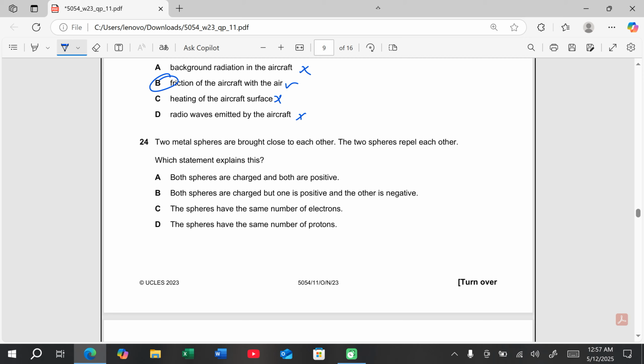Both spheres are charged, but both are positive. Yes, they should be the same charge, so they need to repel. Let's see the other ones. Both spheres are charged, but one of them is positive and the other one is negative. Then it should be attracting, that should not be repelling.